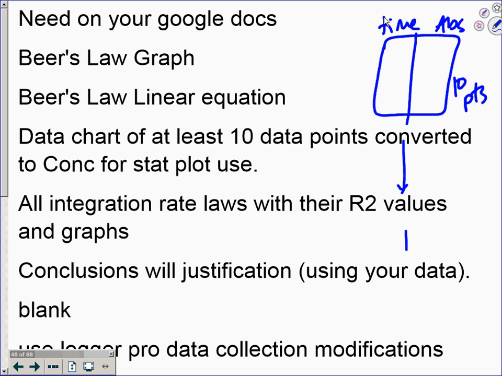You will be integrating in all three ways, all three integration types. So you will have to prove that you have linearity in one of them and not the other. So do make sure you have the R squared values, their graphs, and then their y equals mx plus b's there for support or for your justification of your conclusion. And then all your conclusions will be justified with your data. So do make sure you're referencing certain points of your data.